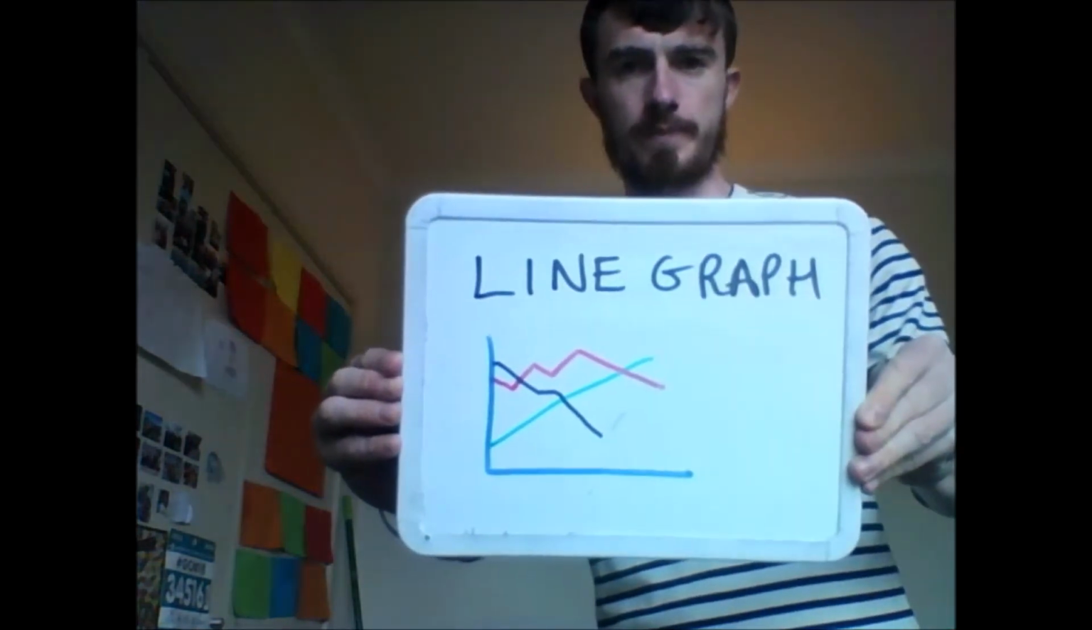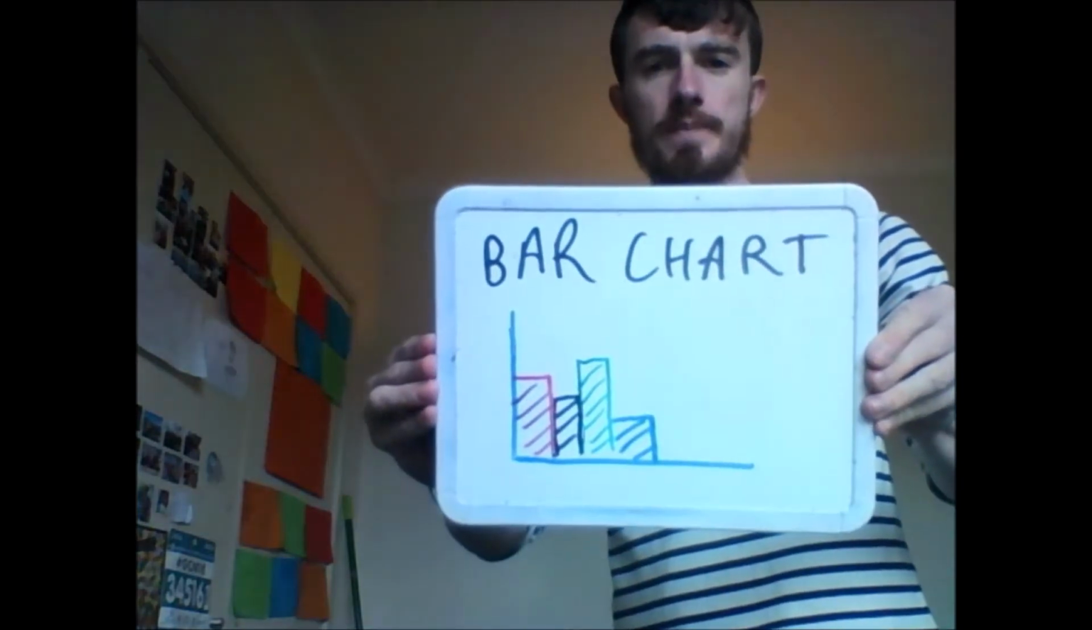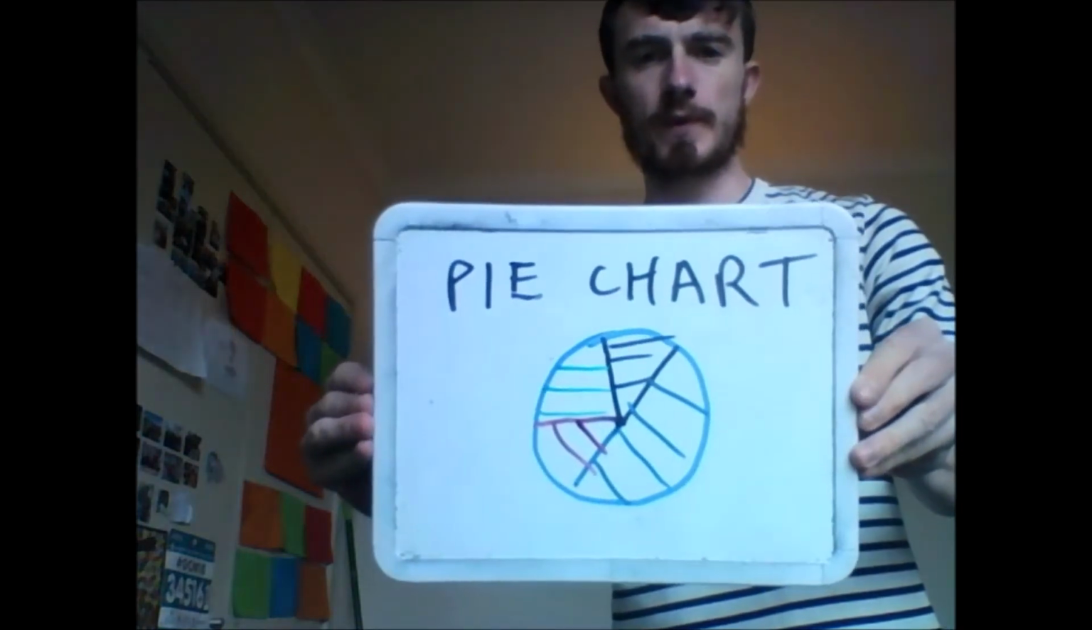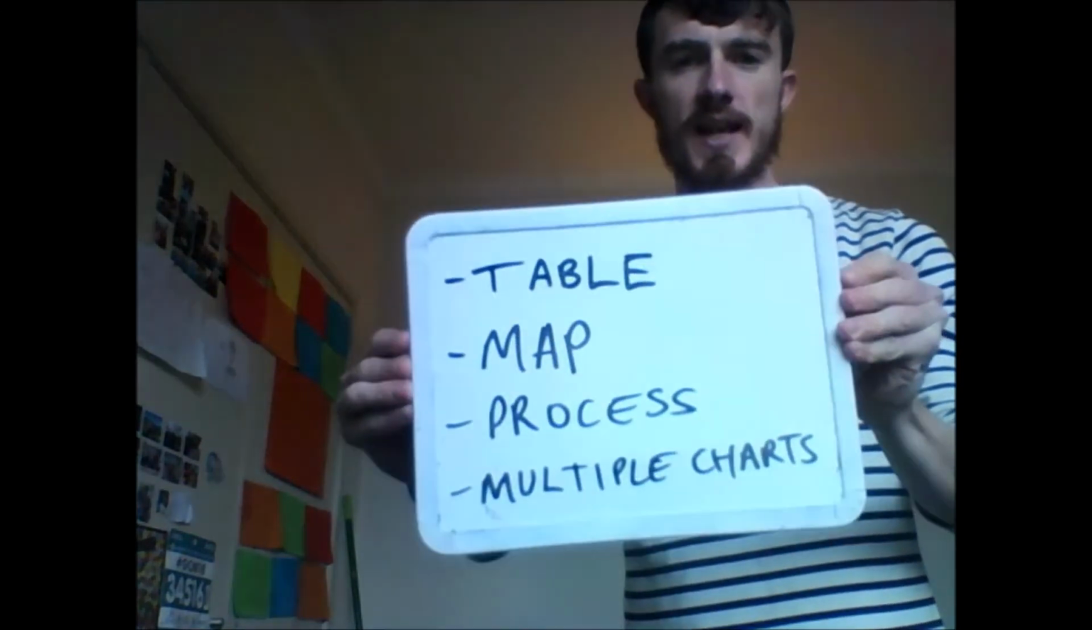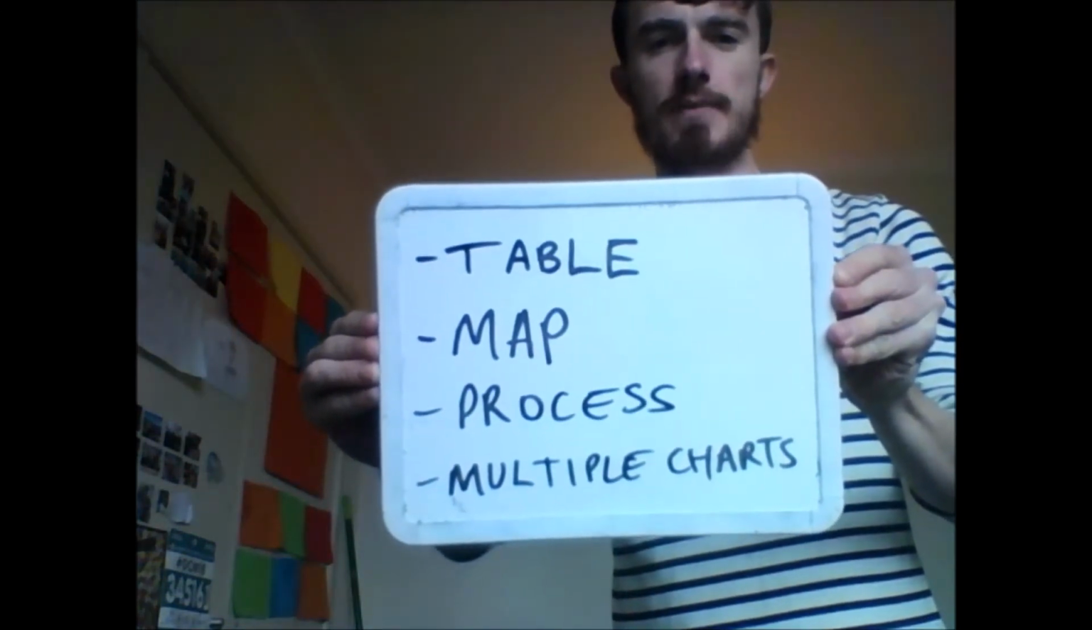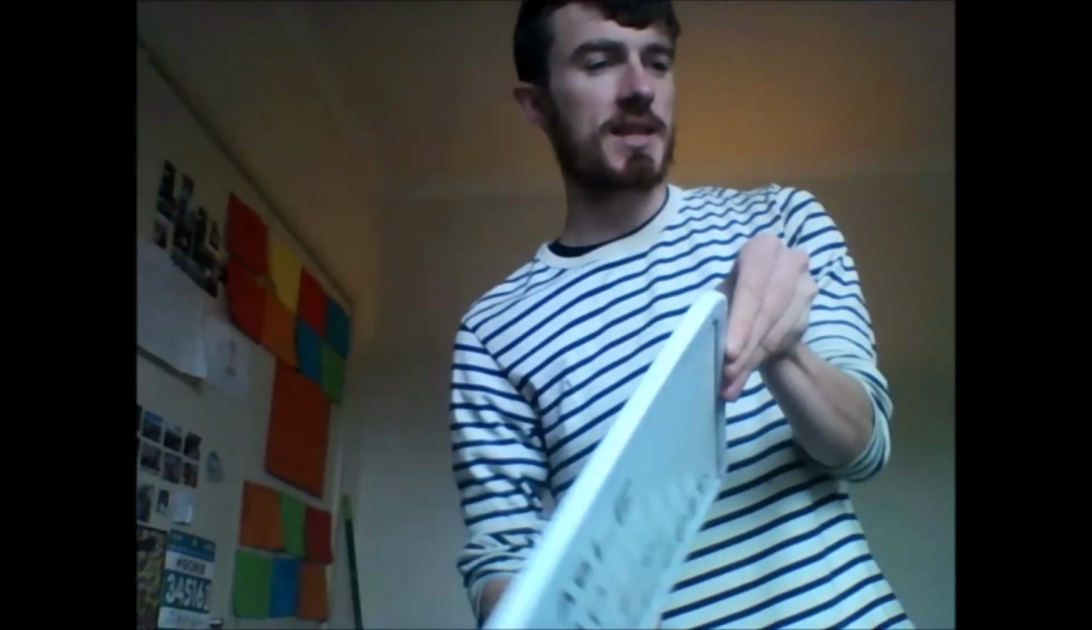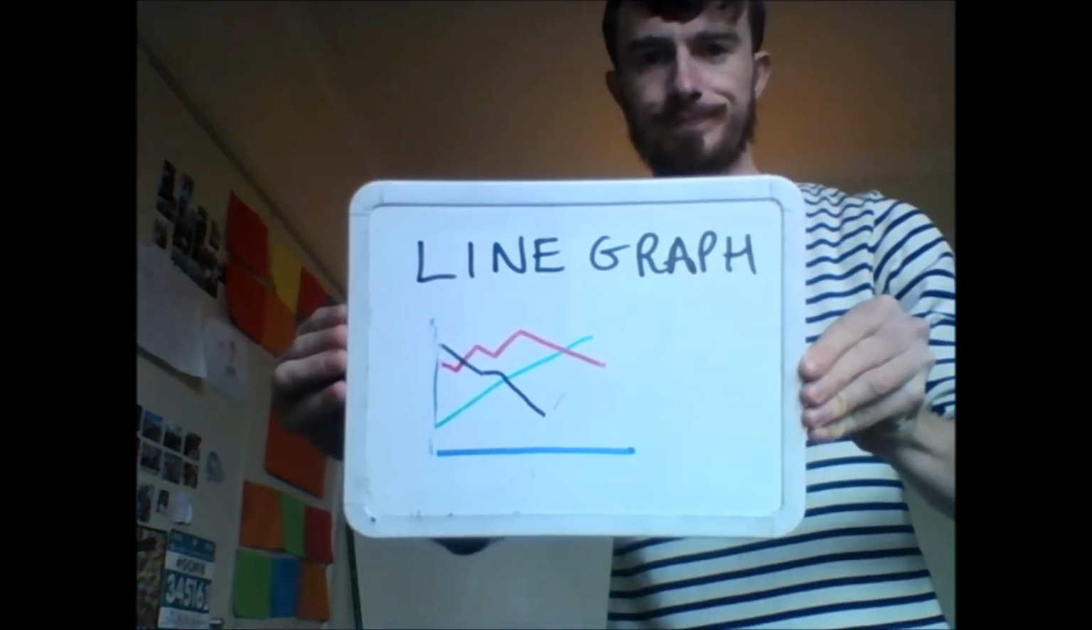So guys, quickly, we have a few kinds of graphs that you might get asked about in the test. The first one is the line graph. The second one is the bar chart. The third one is the pie chart. And the other 4 possibilities include table, map, process, and multiple charts. But in this episode, we will be focusing on possibly the more common one, which is the line graph.